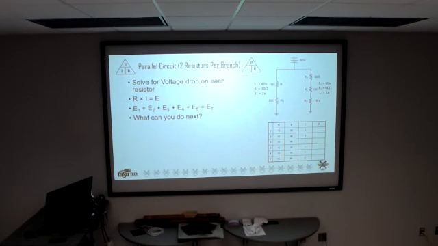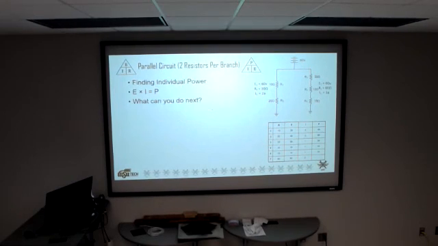And if we were to go through. Next thing we can do is find power. E times I gives us power, and we add all those up, gives us 180. Power is always going to be the easiest one.